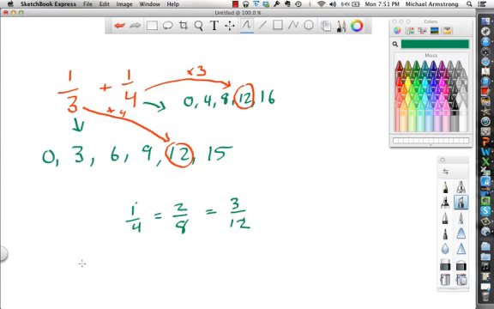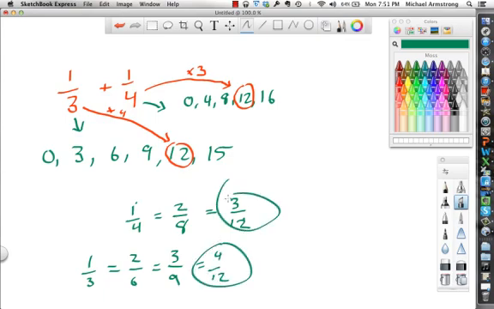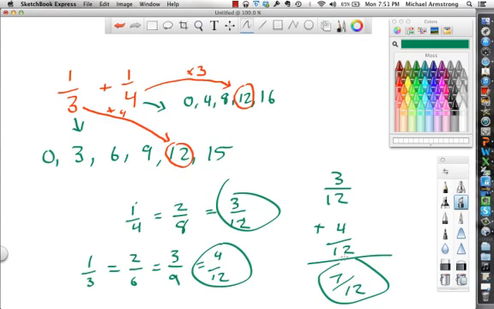And if I do it for thirds, 1/3 equals 2/6 equals 3/9 equals 4/12. So I've got 4/12 and 3/12, and I can add those up. 3/12 plus 4/12 is equal to 7/12. And I already knew that was what I was going to get from the last problem.